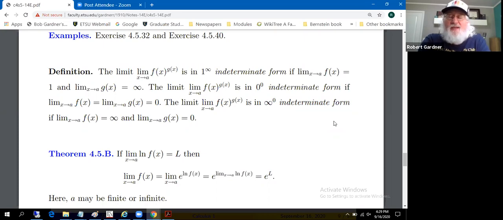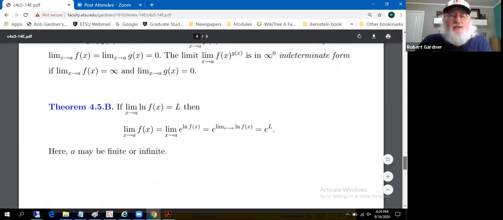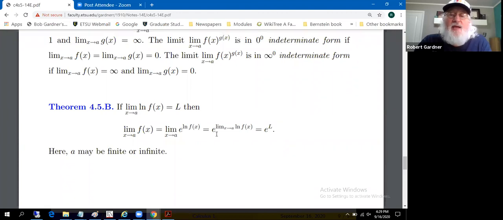As we'll see, you're going to work them all using logarithms. In fact, theorem 4.5.b justifies that. If the limit as x approaches a of the natural log of f of x equals L, then the limit as x approaches a of f of x, that is, the limit as x approaches a of e to the natural log of f of x, that is the same as f of x itself because the exponential and the log function, those cancel, is the same as e to the limit as x approaches a of the natural log of f of x, and we just hypothesized that to be L, so we get out e to the L.